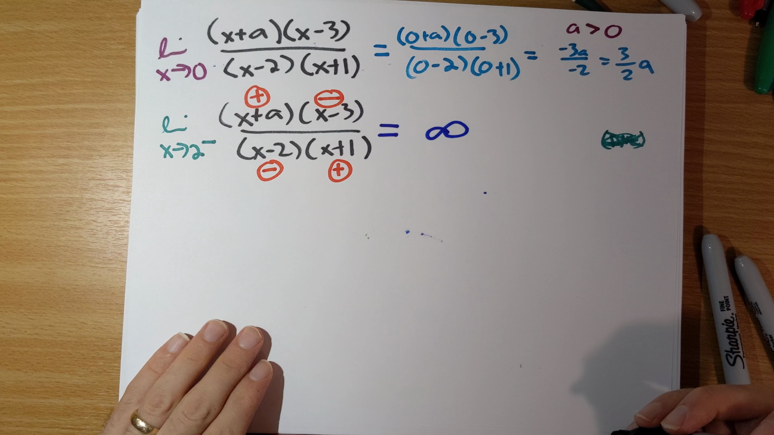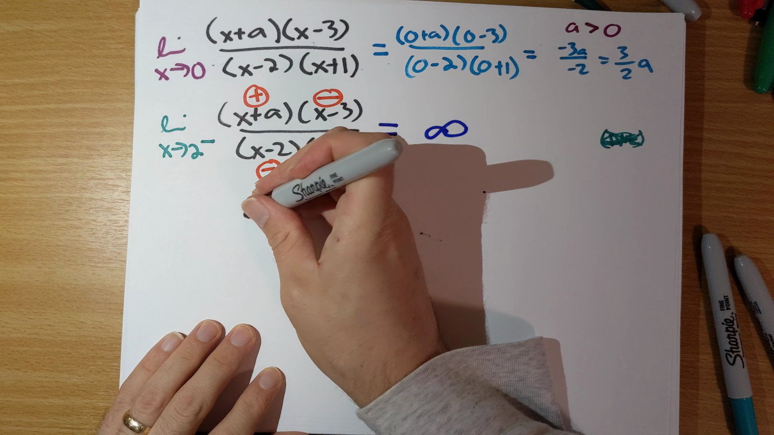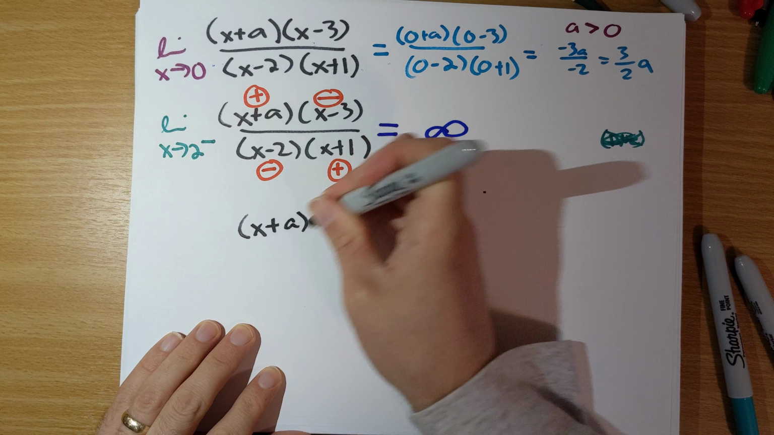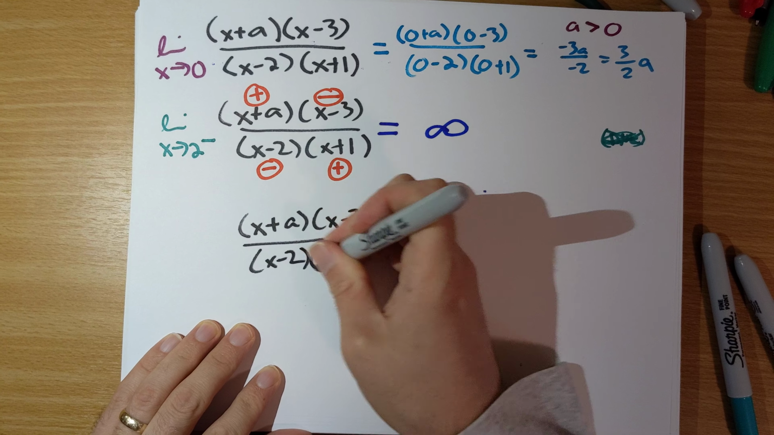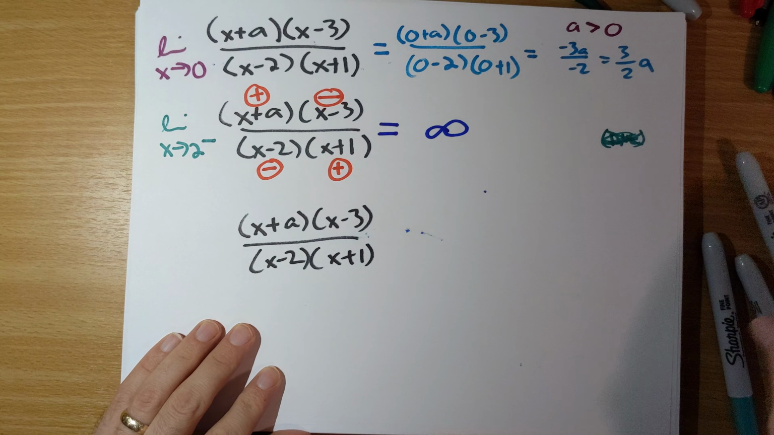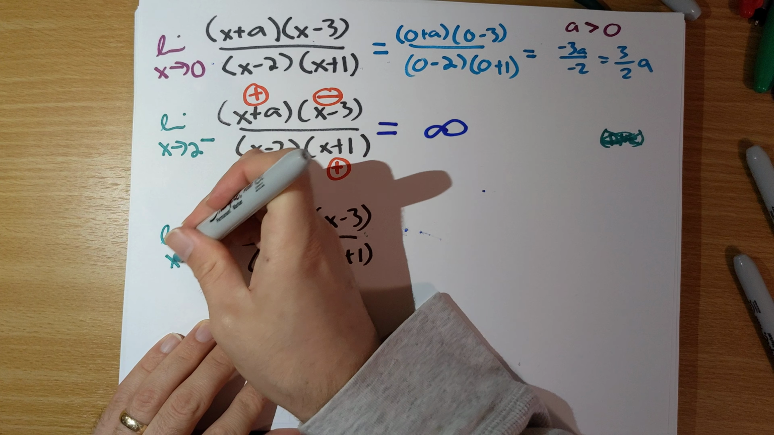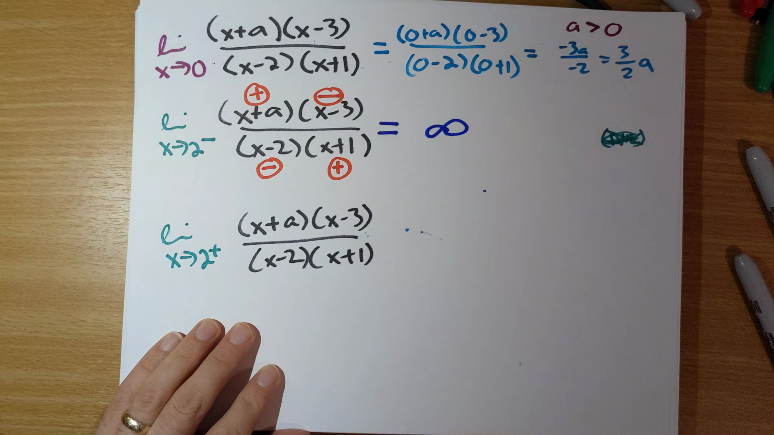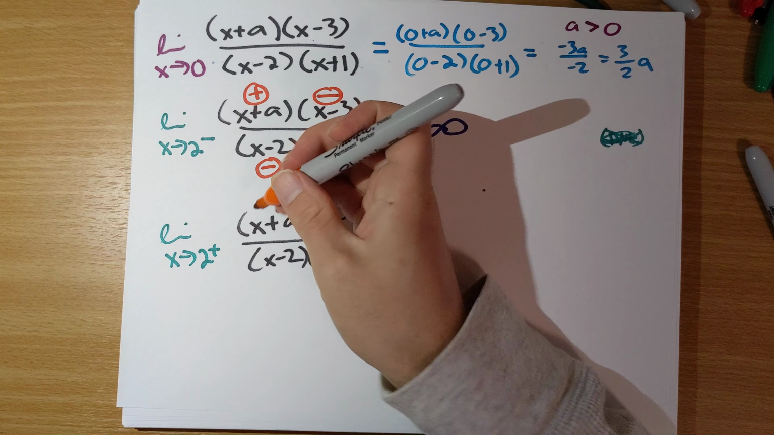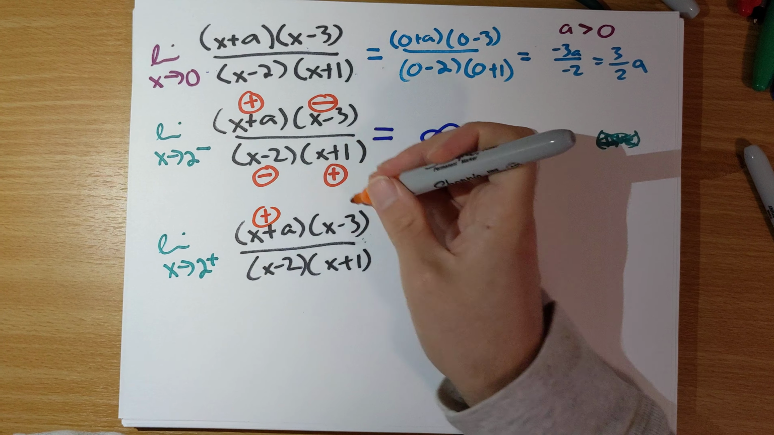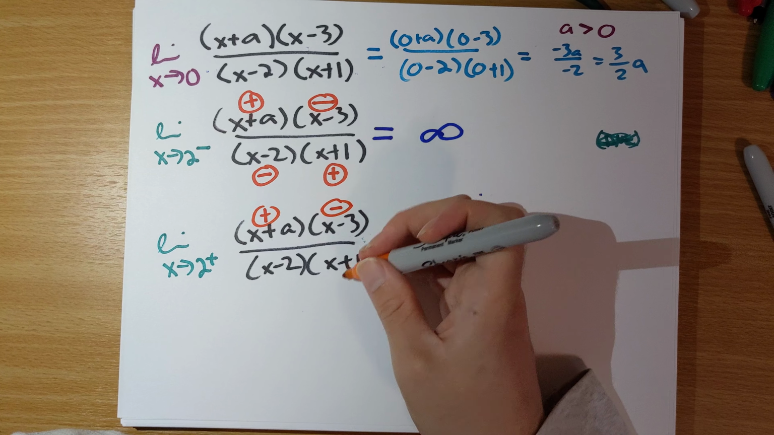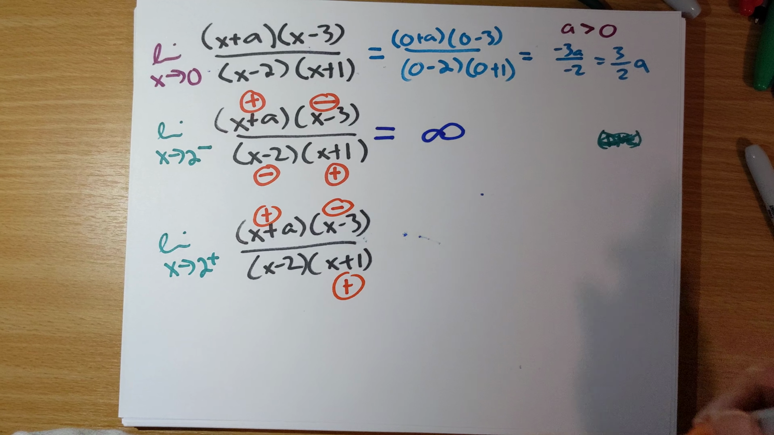So now let's take a look at part C then. Same function, but now we're doing the limit as x goes to 2 from the right. So as x gets close to 2 from the right, x plus a, that's still going to be positive. x minus 3, that's still going to be negative. x plus 1, that's still going to be positive.